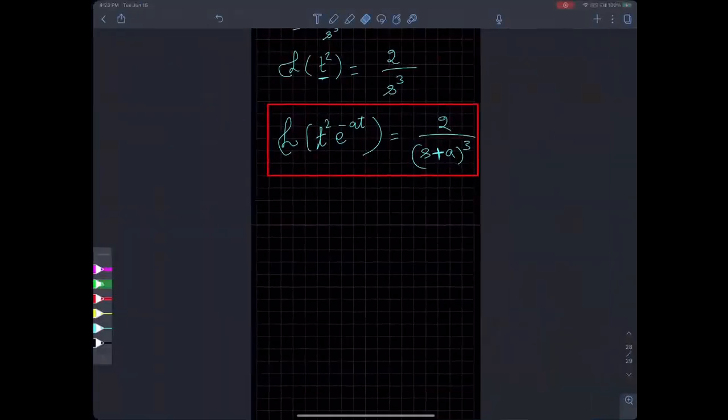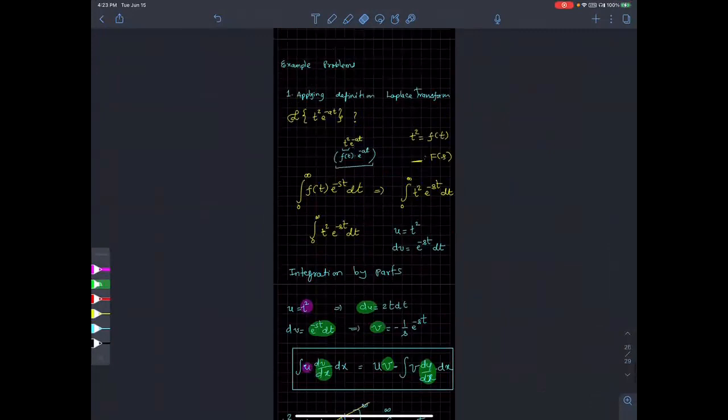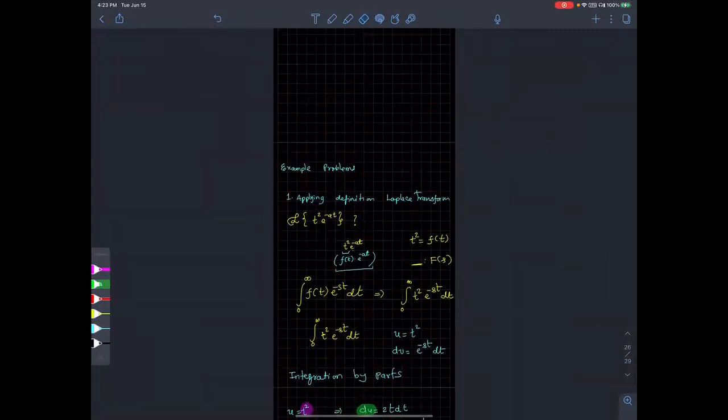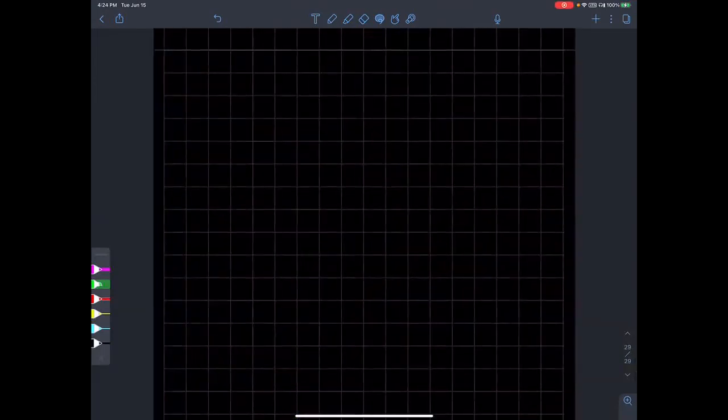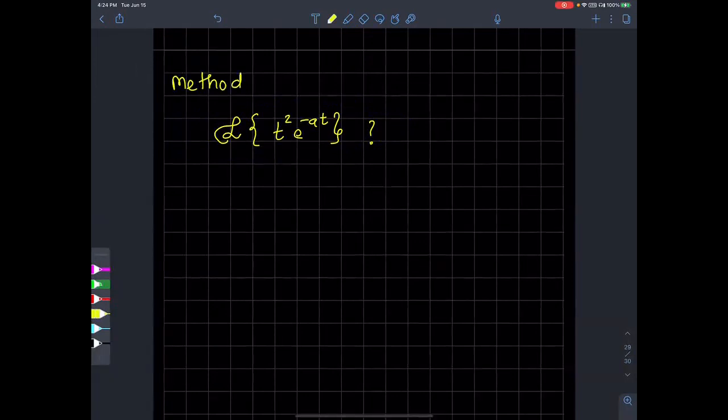Okay, let's revisit this problem. Copy this. And I want you to think about if there is an easier method to solve this problem. Okay, method 2. Use the Laplace transform, or how can you find the Laplace transform of this function using an easier solution?